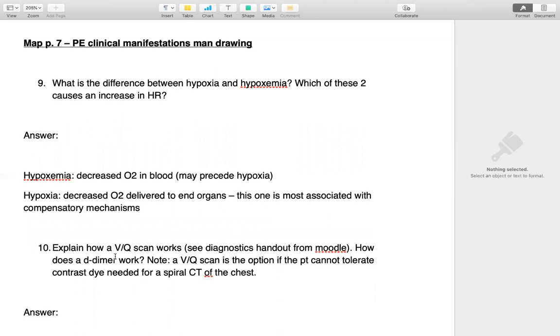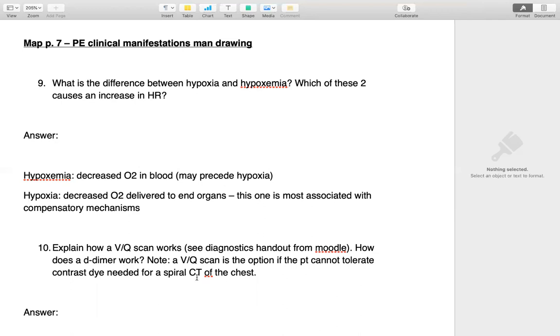A D-dimer is to tell you if there's a clot in the body at all. So if a D-dimer is elevated, it tells you that there's a clot somewhere in the body because the body's trying to break down the clot. You get this degradation product or debris from the clot. That's what the D-dimer is picking up. So there's a clot somewhere in the body, we don't know where. You need more diagnostics. If you get a negative D-dimer, then you know there's no excessive clotting in the body. You don't have a PE. You don't have a DVT. So that's how that test is useful.